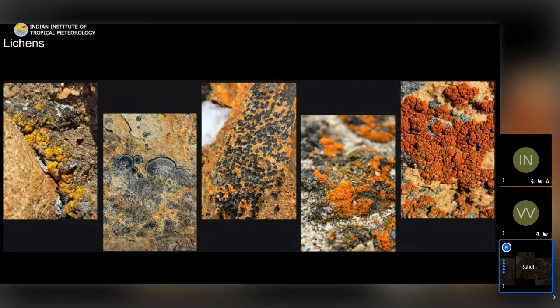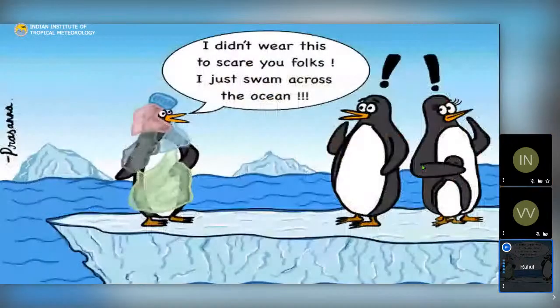So the take-home message from here is this slide, because we'll be celebrating World Environment Day on June 5th. So please take care of Mother Earth, because if you don't take care, this could happen. So the penguin is saying, I didn't wear these socks, I just swam across the ocean with all the plastics. So yes, plastic is scary, and it is also reaching Antarctica.